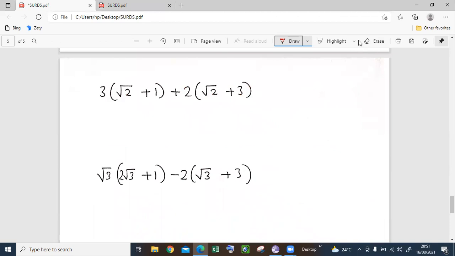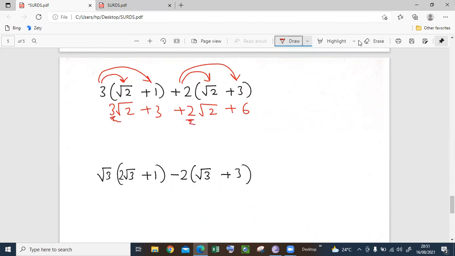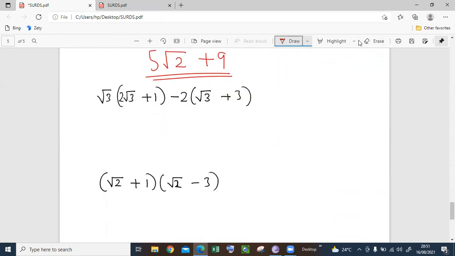Now here we have 2 brackets. 3 times root of 2, I will get 3 root of 2. 3 times 1, I'll get 3. 2 times root of 2, I'll get 2 root of 2. And 2 times 3, I'll get 6. Then I will collect like terms. 3 plus 2, I'll get 5 root of 2. And then 3 plus 6, I'll get plus 9. And that's how we open the bracket of surds, and then we simplify bracket of surds.